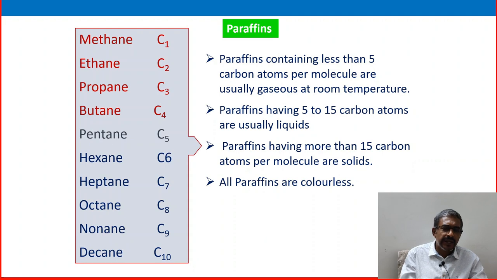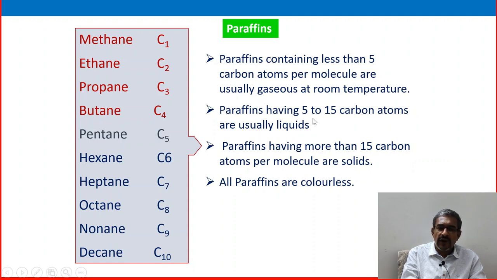In paraffins, another important thing is that C1, C2, C3, C4, all paraffins containing less than 5 carbon atoms per molecule, are usually gaseous at room temperature. This is very important. What is room temperature? You can say it is maybe 21 to 24 degrees C. That is the room temperature we normally mean. It can vary slightly, it doesn't matter. At room temperature, C1, C2, C3, C4, with fewer than 5 carbon atoms per molecule, are usually gaseous. So these will be gas at room temperature.